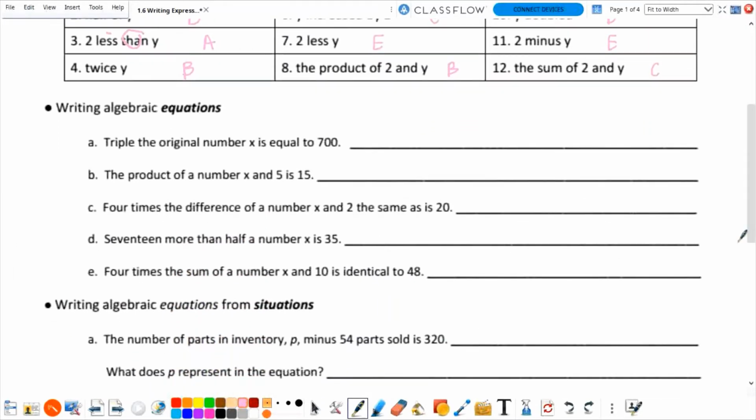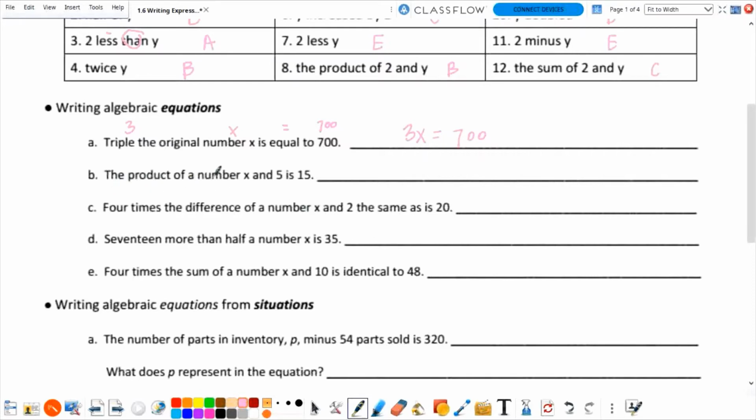All right, so now let's talk about it when we're writing actual equations. We're going to have that equal to in this one. So we have triple the original number x. Triple, that's 3. We have our x, and we have 700. So that's our equation. 3x equals 700.